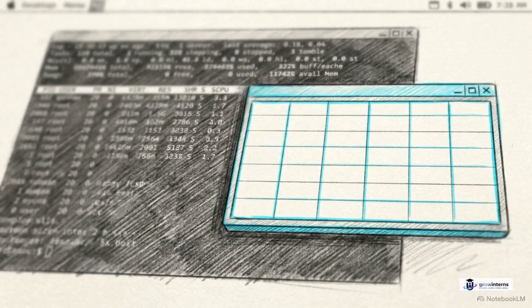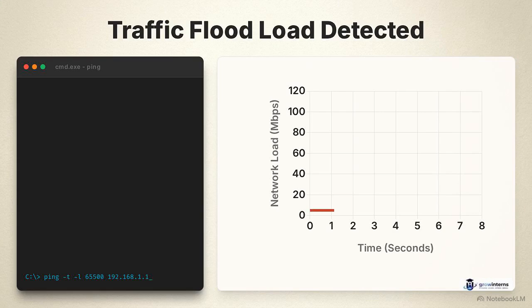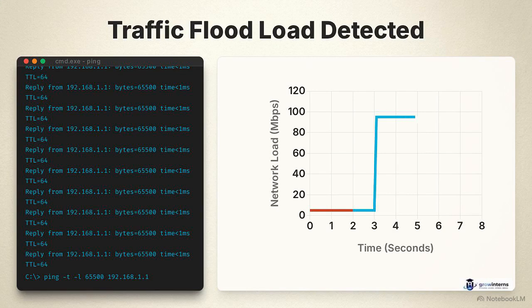Now, open your operating system's built-in network performance monitor. Look at your live traffic graph. You will see a sharp upward spike corresponding exactly to when you pressed Enter. That sustained peak is the measurable evidence of the traffic flood you are currently forcing through the router.